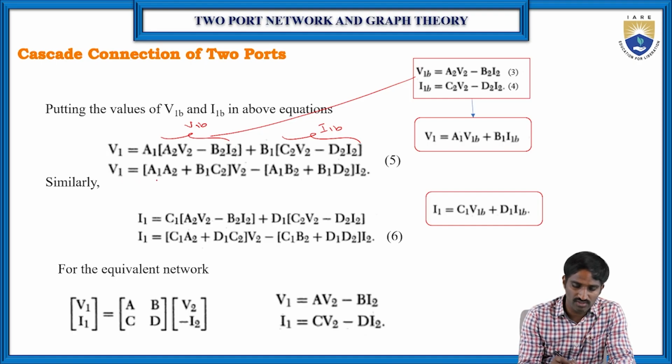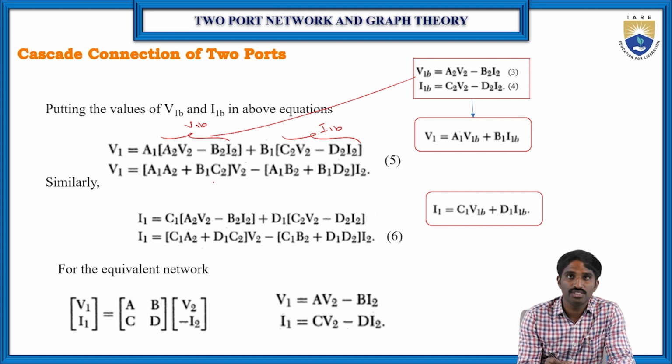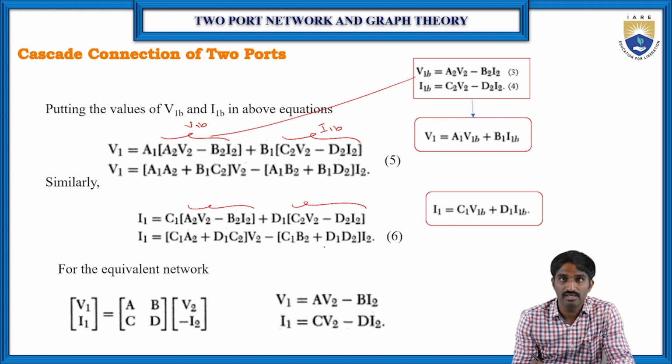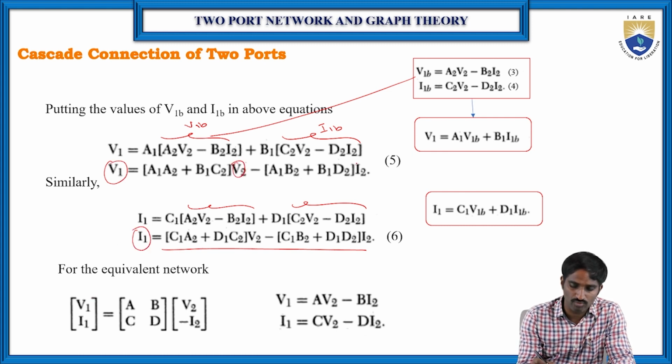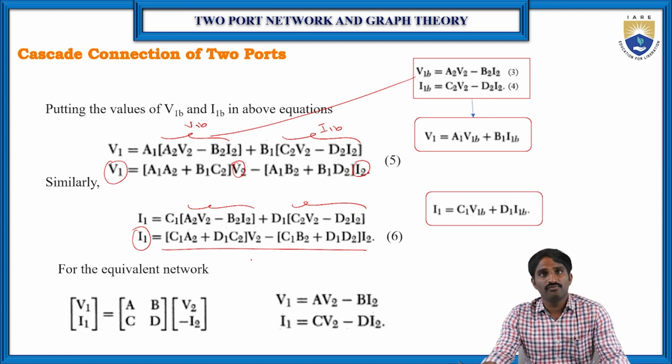Then you will get V1 is equal to A1 A2 plus B1 C2, times V2, minus A1 B2 plus B1 D2, times I2, because we should write the input voltage and input current equations in terms of V2 and I2. That's why we have done this. Then in a similar way, substitute the V1B and I1B values in the other equation, and you will finally get this. So this is the input voltage and input current equation in terms of output voltage and output current, for both V1 and I1.